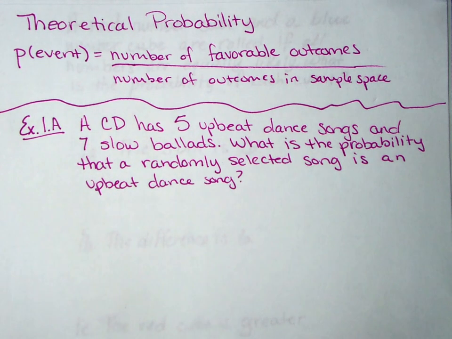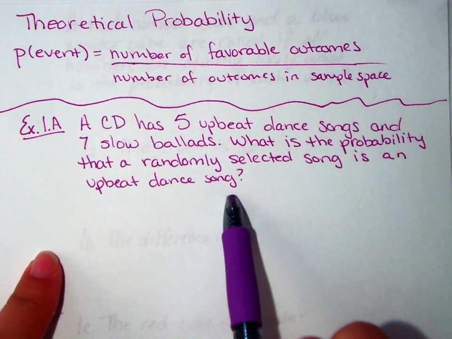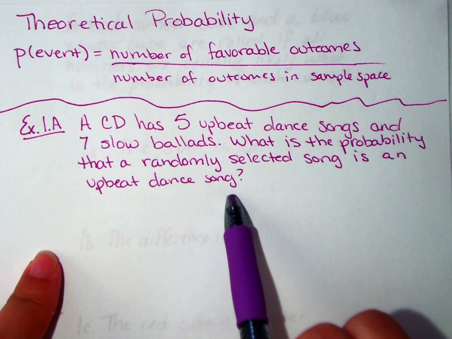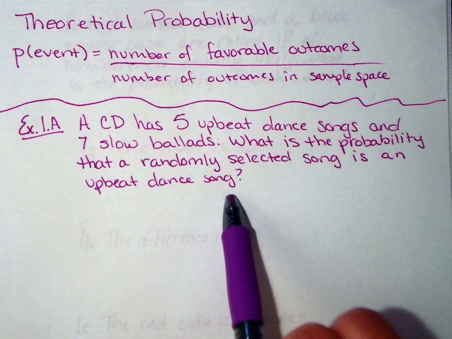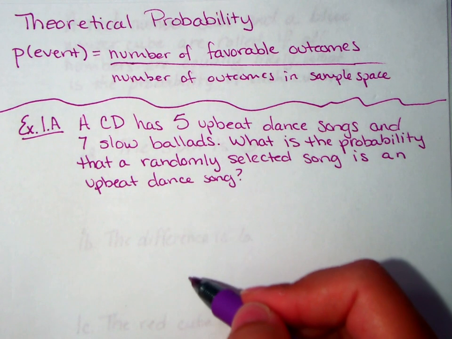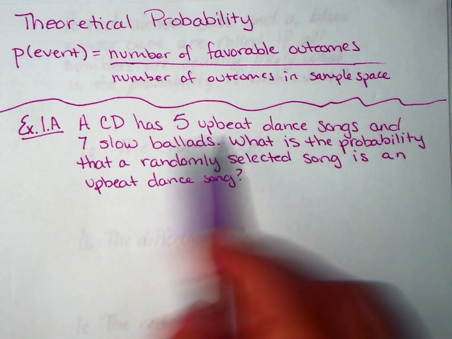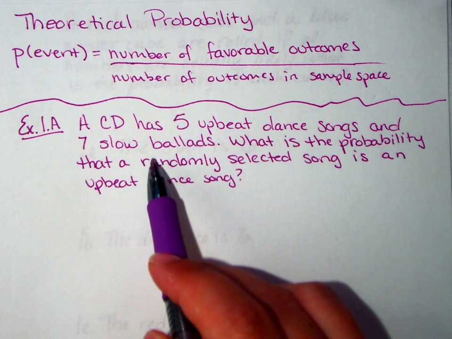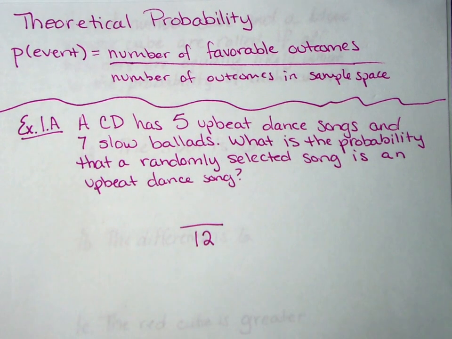All right, for our first example, a CD has 5 upbeat dance songs and 7 slow ballads. What is the probability that a randomly selected song is an upbeat dance song? Well, first, we need to figure out what our denominator is. What are the total outcomes in my sample space? So I have 5 upbeat songs, I have 7 slow ballads. So 5 plus 7 is 12. So 12 is the number of outcomes in my sample space. Those are total possibilities.